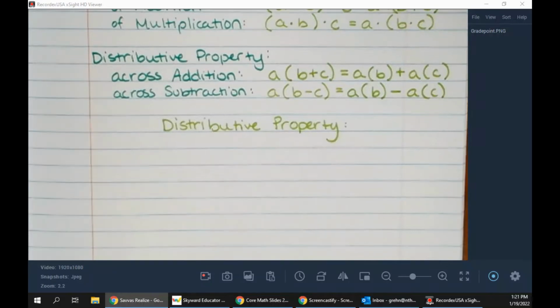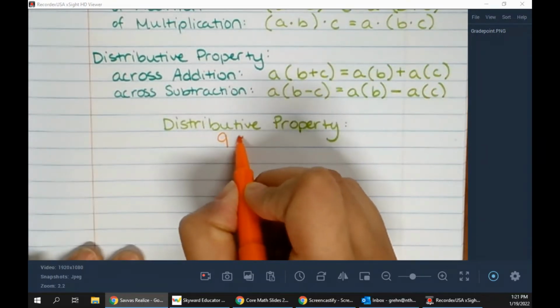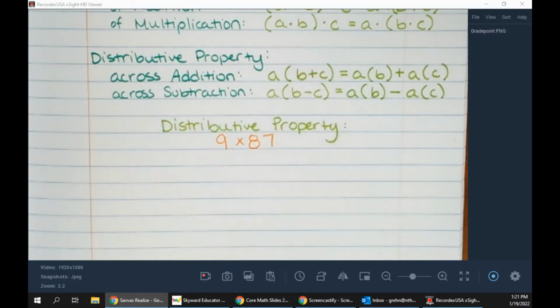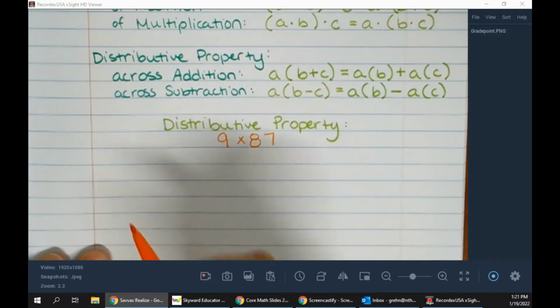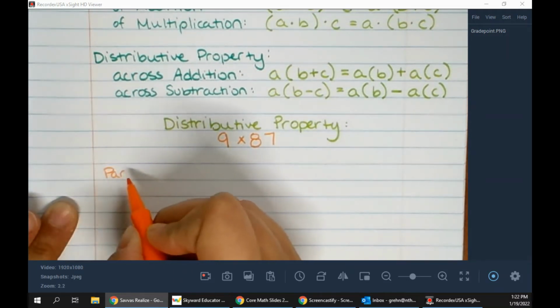And we're going to start with just using numbers, no variables, and we're going to look at the example 9 times 87. So we're going to talk about three strategies we could use to solve this problem. The first strategy is called partitioning.